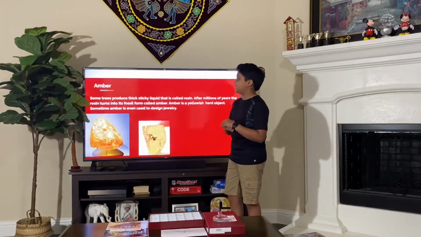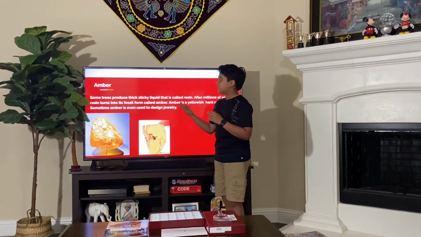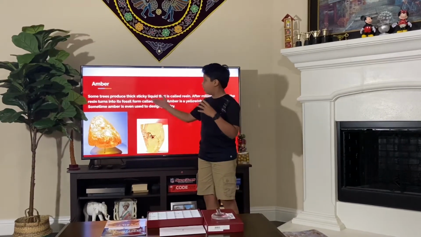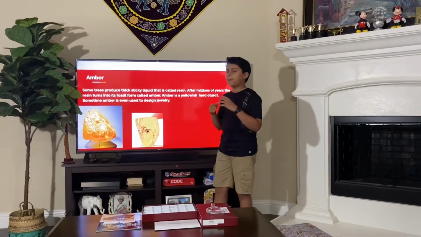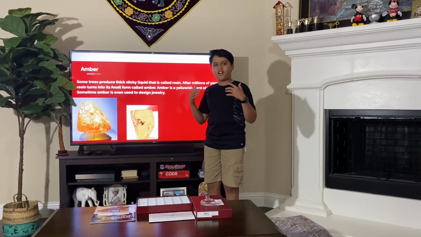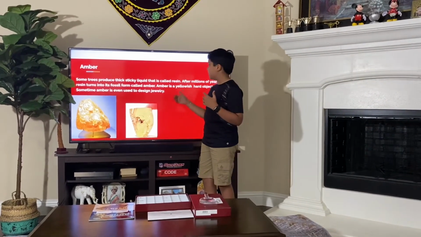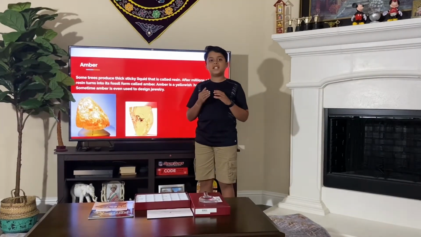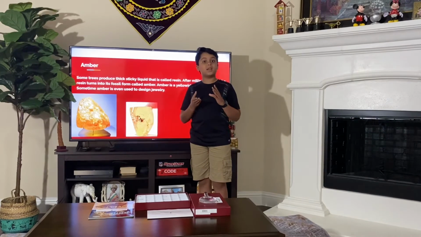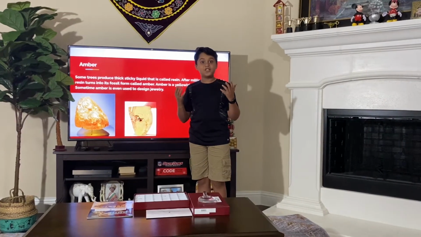Now, next thing, amber. Some trees produce this sticky, gooey thing called resin. After millions and millions of years, the resin hardens up and then it will turn into amber. Amber is a yellowish, hard object, and sometimes it's even used to make jewelry.